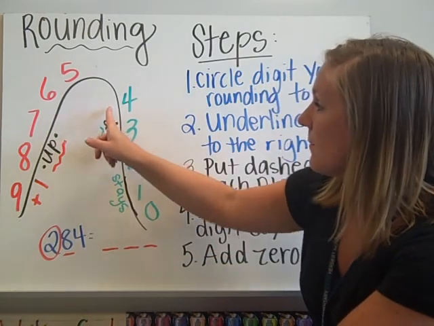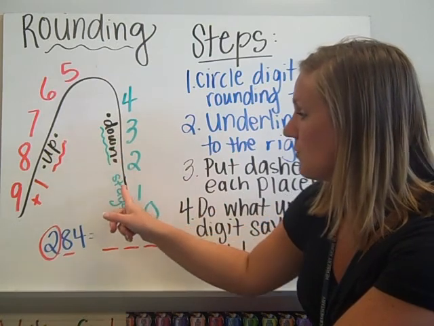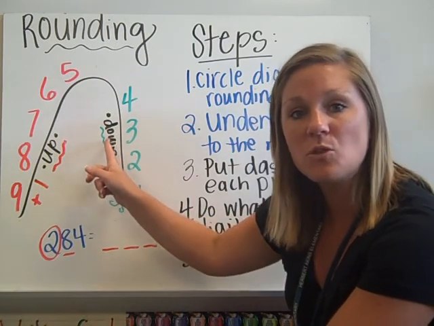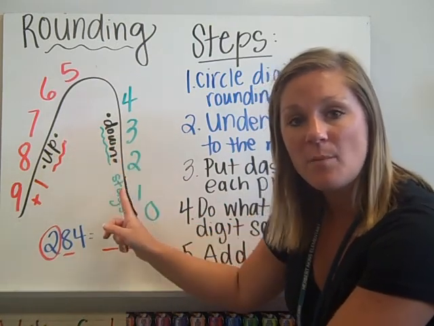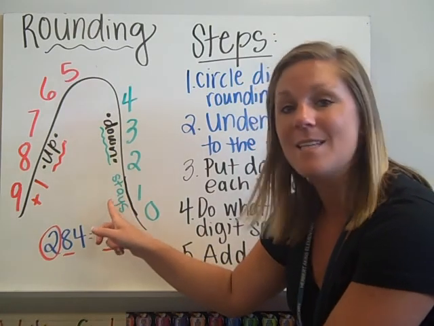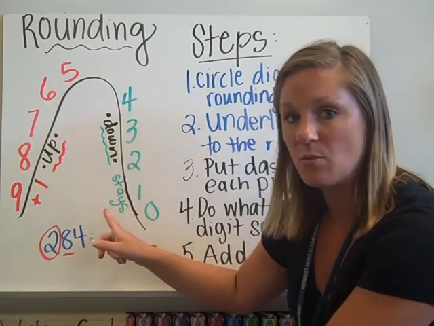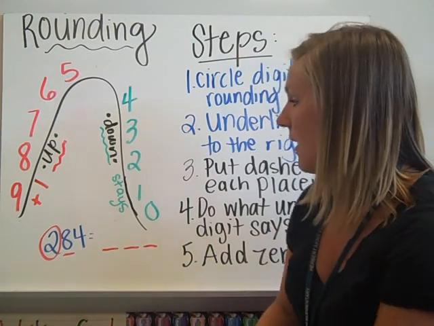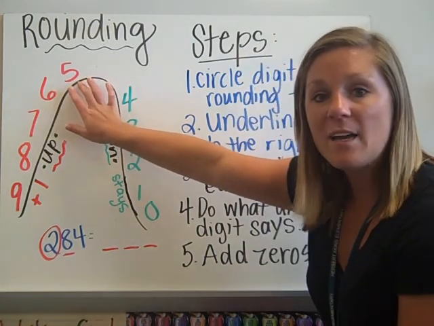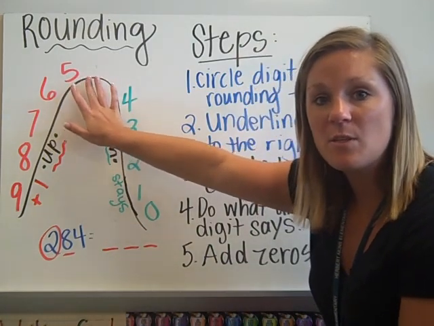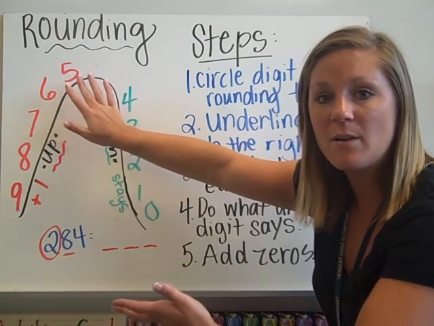Okay? Numbers 4, 3, 2, 1, and 0 are telling you to round down, and that number you're rounding to is going to stay. Okay, you will do nothing to it. You will not change it at all. So remember, 5 is the magic number that tells you this number and higher, I'm going to round up.